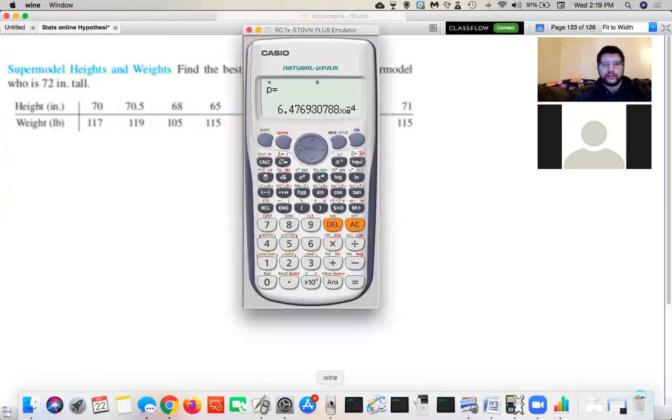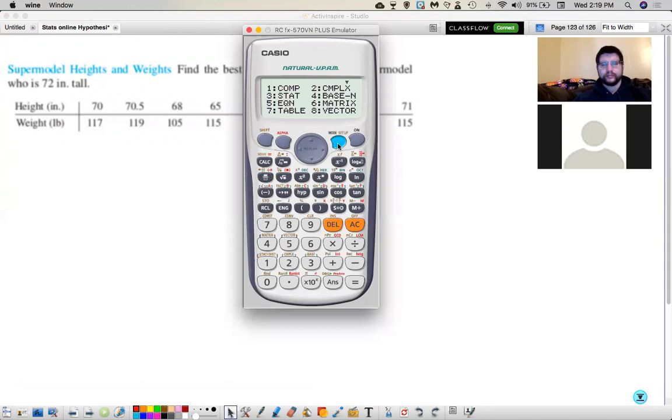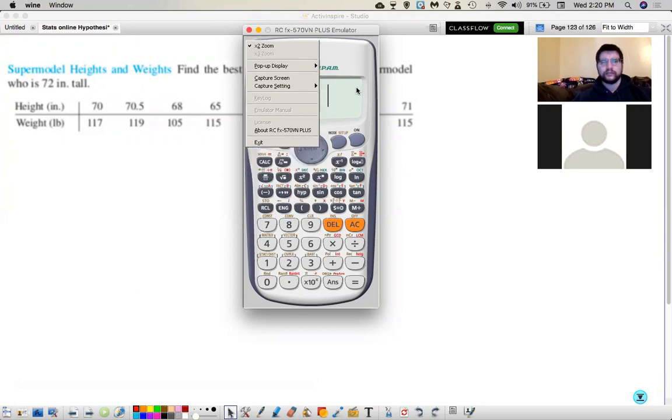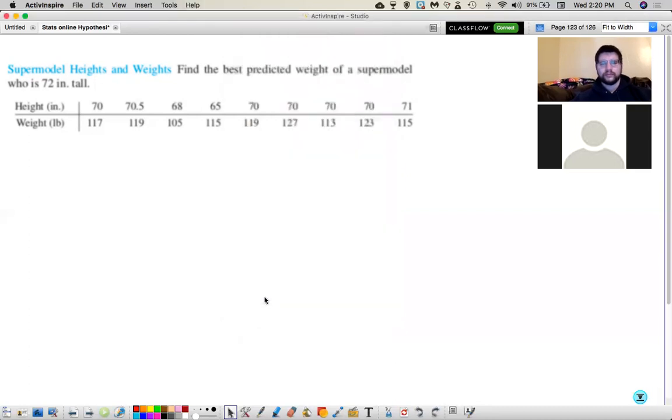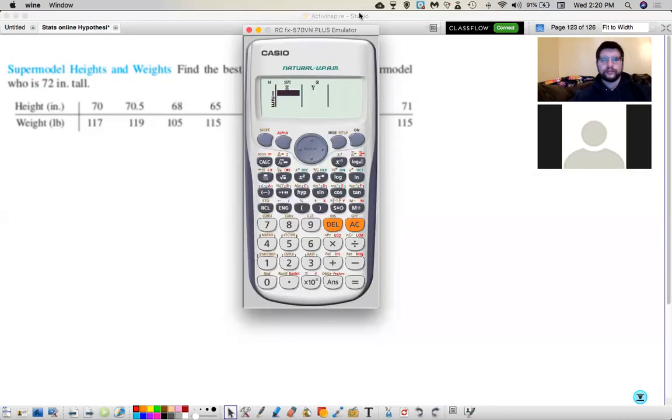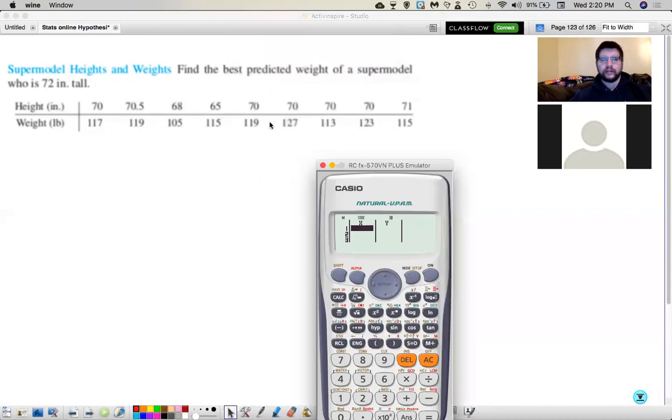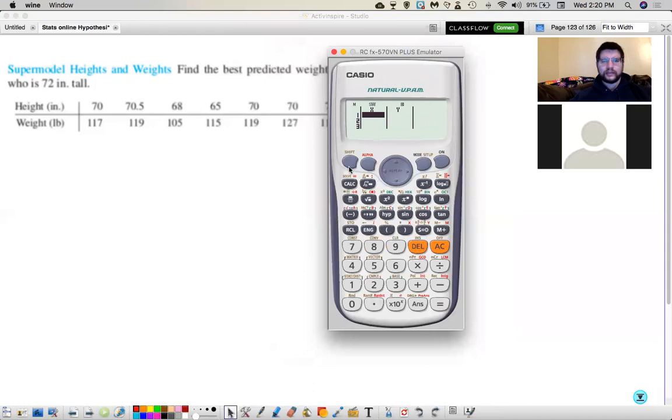I'll do one on the Casio, one on the TI. I'll do some on the Casio. So we're going to go to, well, let me start over. Mode, number 3, number 2. Type in your X's and your Y's. Move that out of the way. Okay. Back up there. So now I'm going to type in this data.